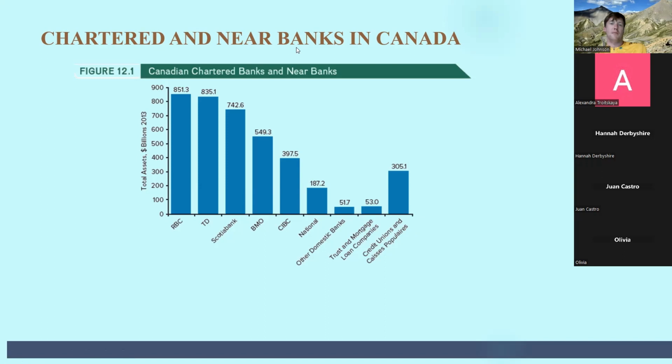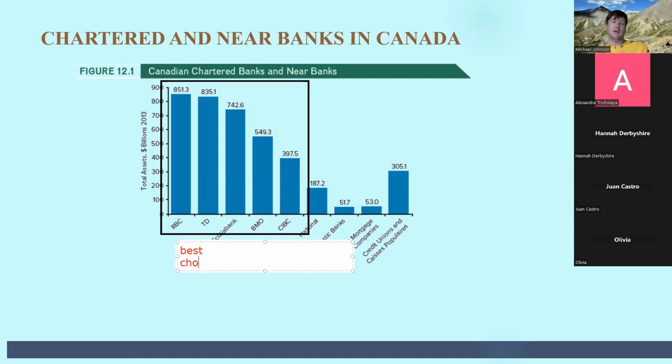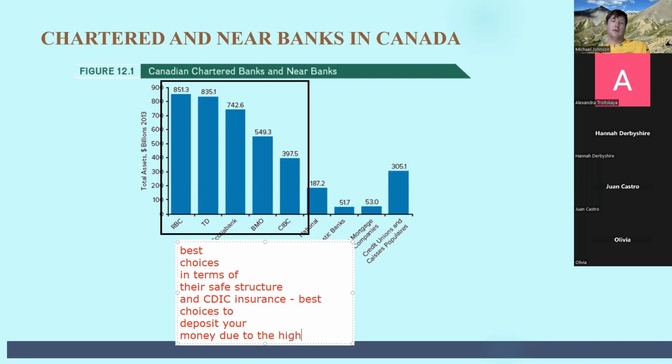So my recommendation, putting your money into these here, are the best choices in terms of their safe structure and CDIC insurance. So best choices to deposit your money, due to the high safety of these companies. They follow a lot of the key regulations that you need to follow. So they're very safe to put your money into. And also investing in RBC, TD, BMO, Scotiabank, and CIBC are good investments.